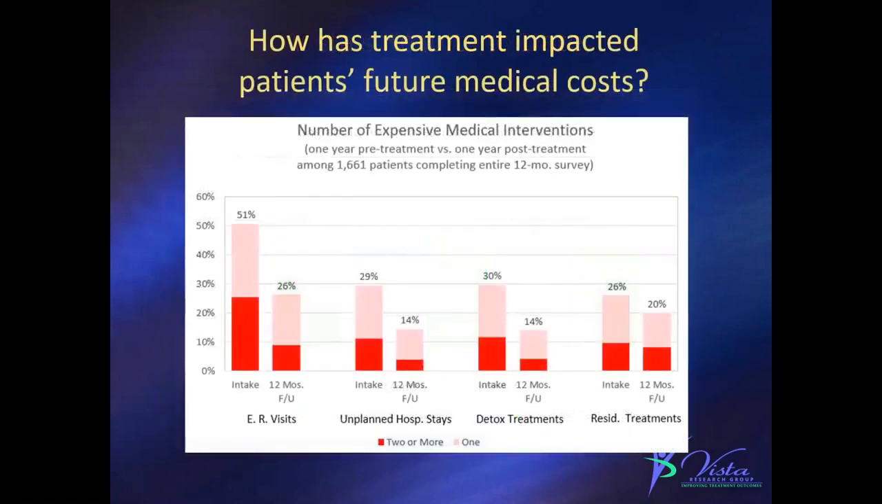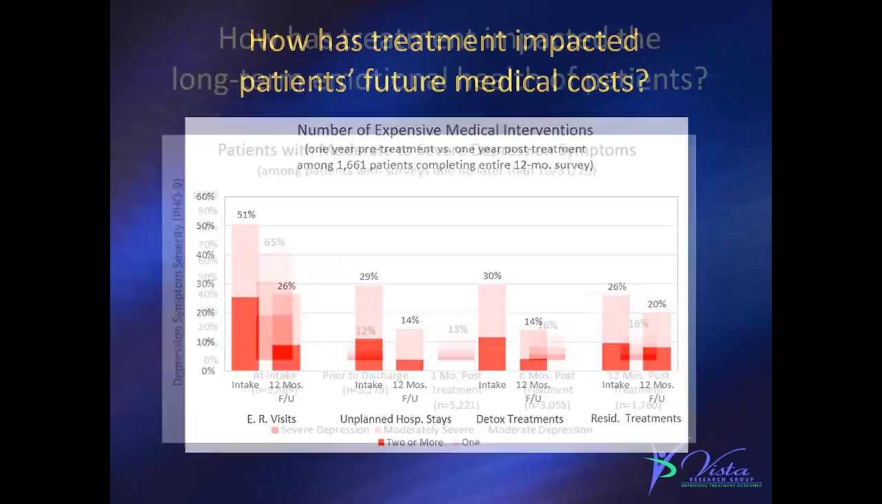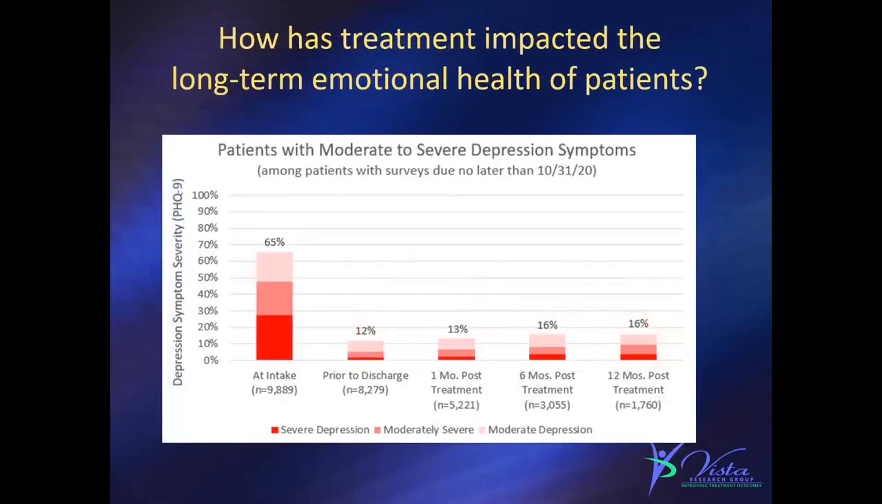We also report the difference between the pre-treatment year and the post-treatment year in the number of expensive medical interventions. So hopefully you can make the case that this savings alone in ER visits and hospital stays and detox treatments more than covers the cost of your treatment, and therefore you deserve higher reimbursement rates or pay for performance bonus. You can also show that not only were your patients far more emotionally healthy by the time they left treatment, but they stayed that way through the post-treatment year.